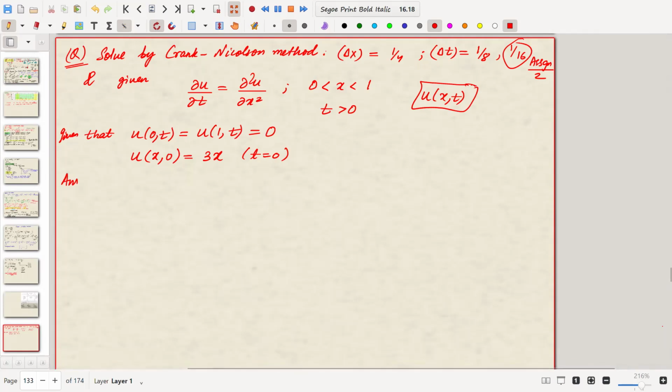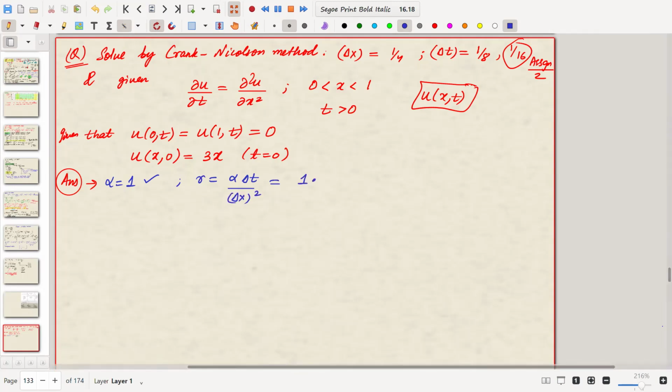I will solve some part of it and then I will give it to you. So here alpha is 1. Therefore, what value do you have? R is alpha delta t by delta x squared. So this is 1 times delta t, which is 1 by 8, divided by delta x squared, which is 1 by 16. So R is equal to 2.